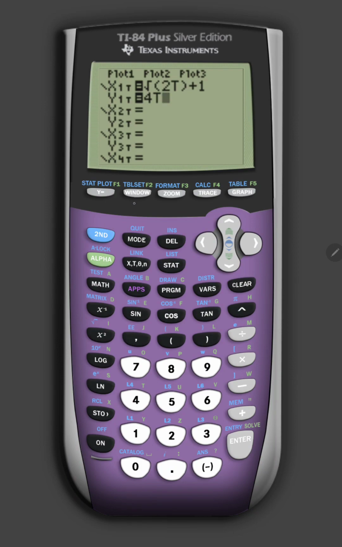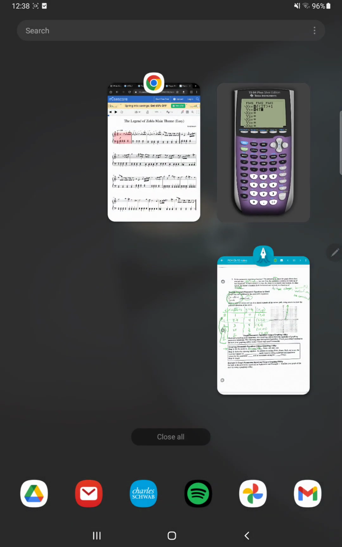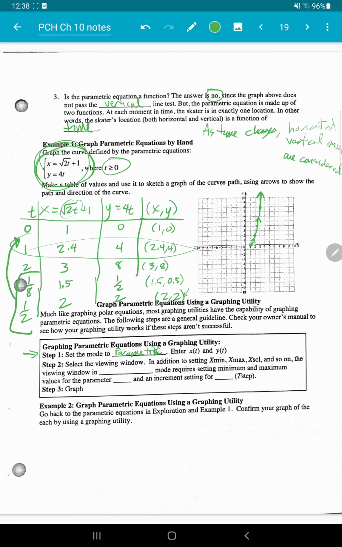Okay, and then now as we take a look back at our notes, what we'll see is that we want to make sure we understand the viewing window.